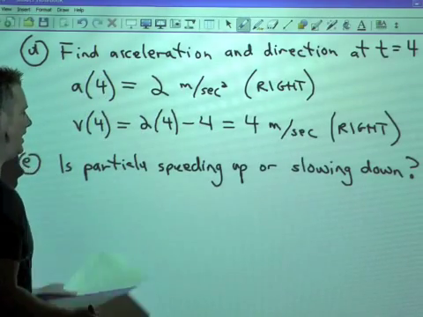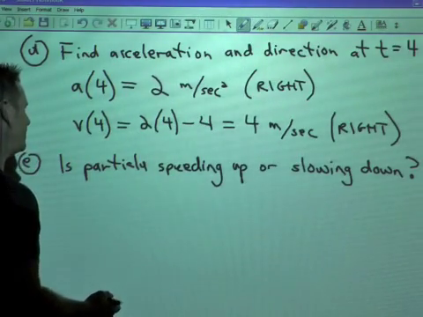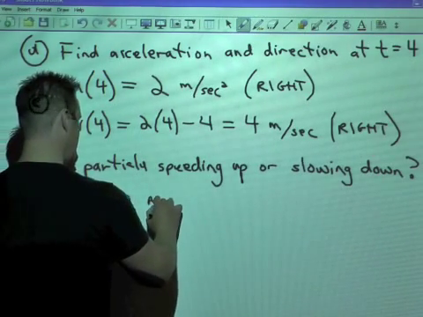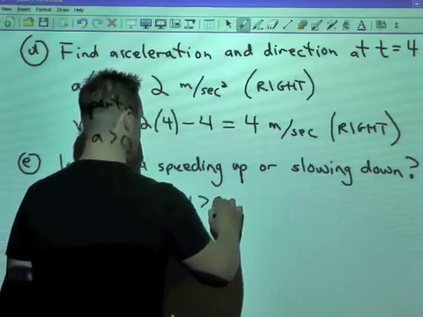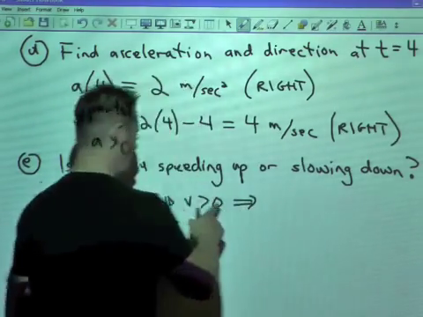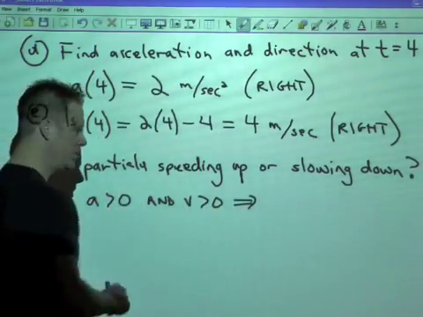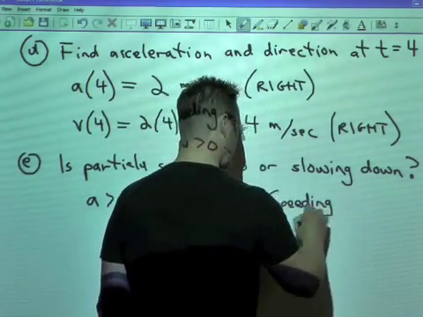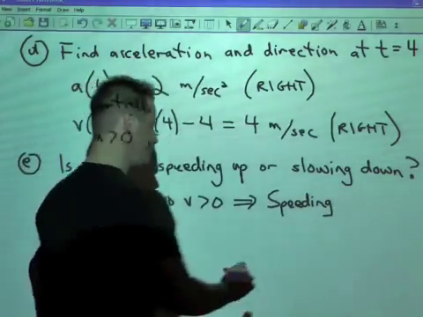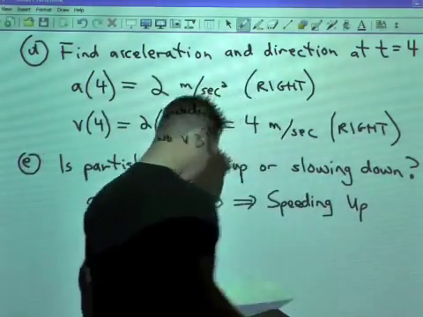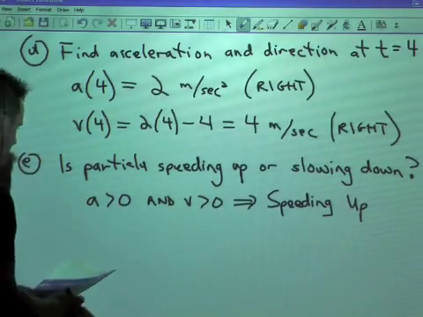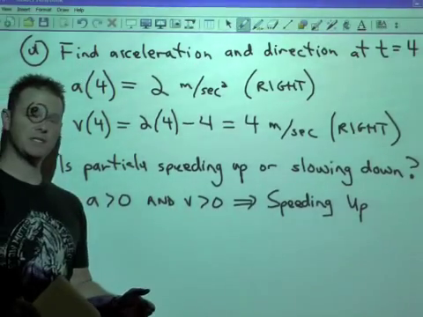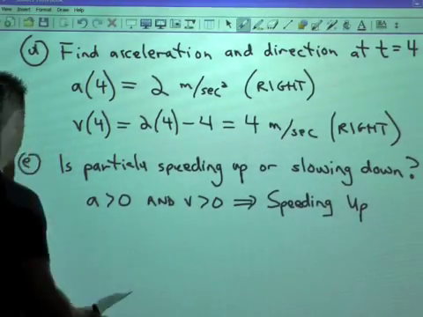Okay, so in this particular case, we would say the object is speeding up. So acceleration is positive and velocity is positive, which means that since they both have the same sign and direction, the object would be speeding up. Okay, so those forces are working in conjunction with one another. And if it happens that acceleration and velocity have opposite signs, you would say that it's slowing down.